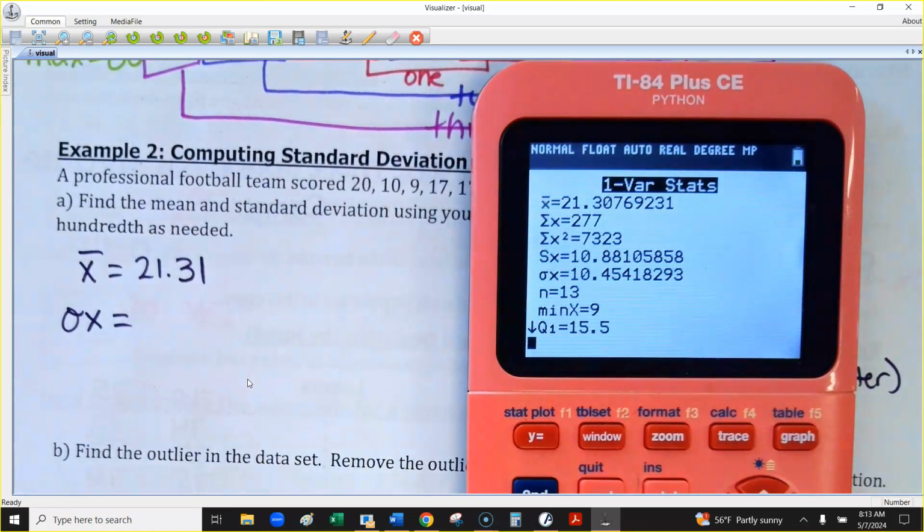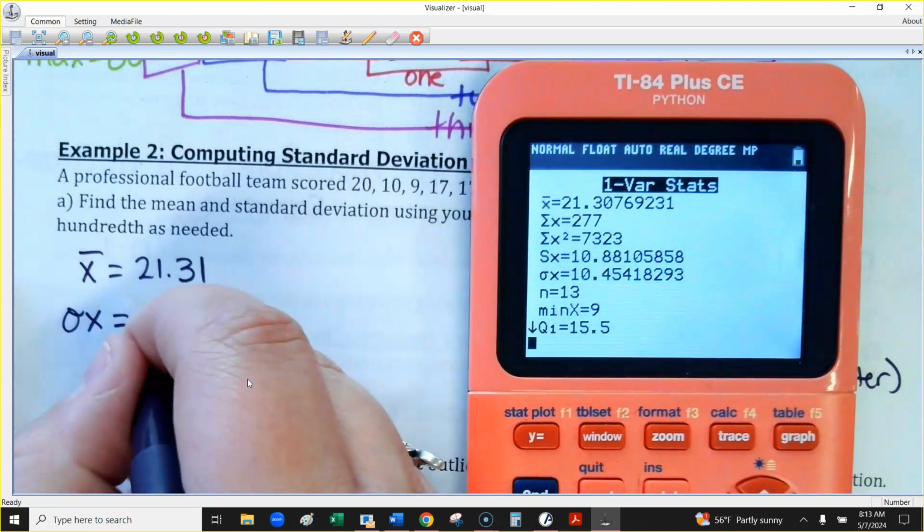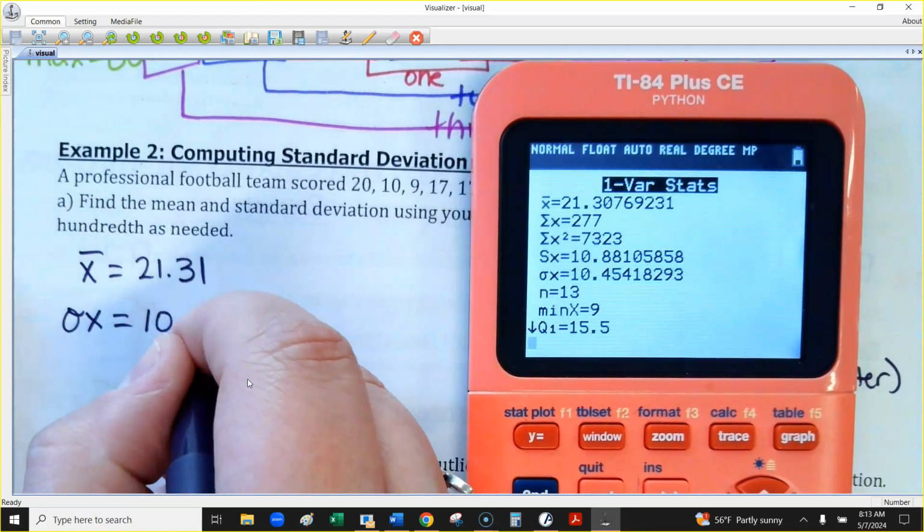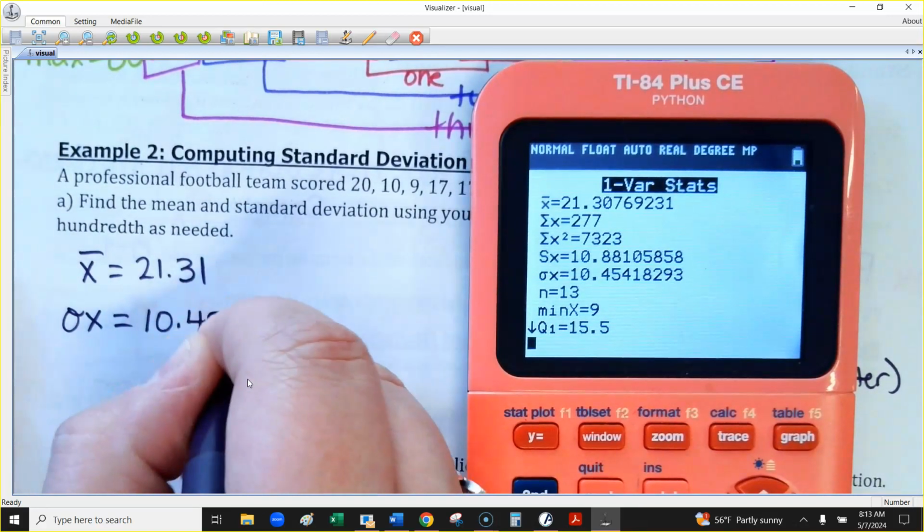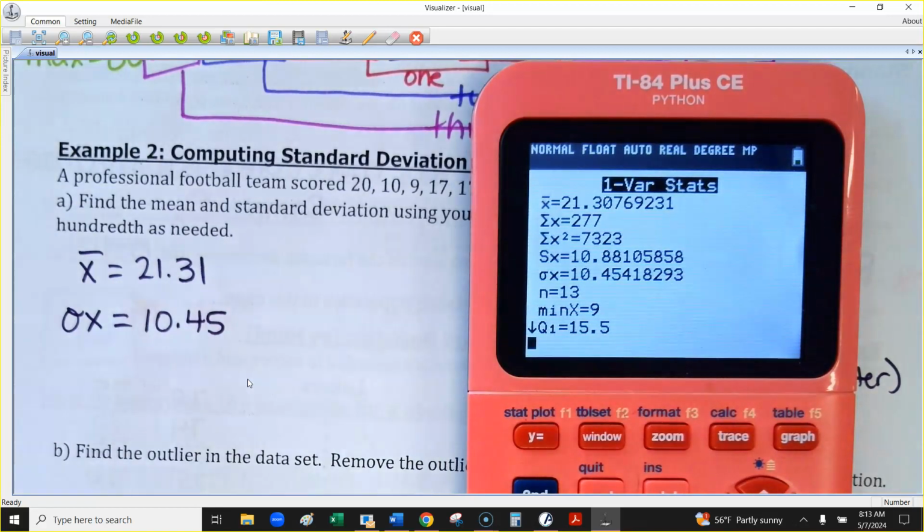So you have to get the variance if you do this by hand. If you use the calculator, you can just have the standard deviation right there from the screen. So this would be 10.45. So we don't need to take a square root. I'm just going to go 2 decimal places here. Okay.